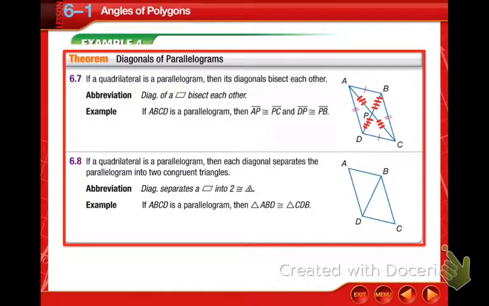The next one just means that these triangles are congruent. Same exact triangle. If you flipped it around, it's like a mirror image plus a rotation too. All right?